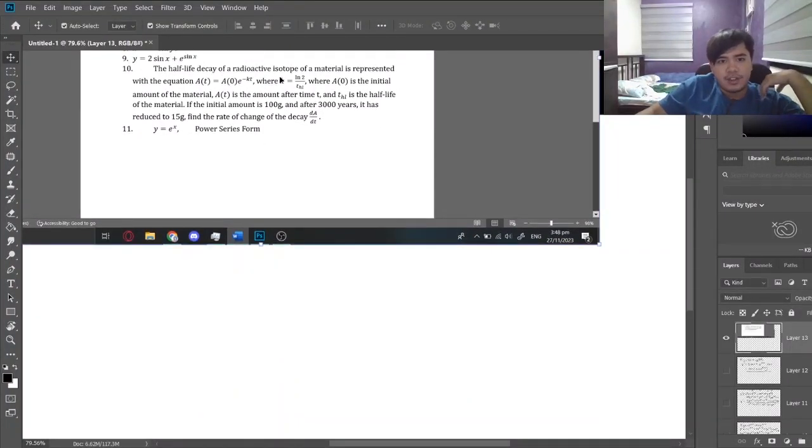The half-life decay of a radioactive isotope of a material is represented with the equation A of t is equal to A of 0 e to the negative kt, where k is equal to ln 2 over t half-life, where A of 0 is the initial amount of the material, A of t is the amount after time t, and t half-life is the half-life of the material. If the initial amount is 100 grams, and after 3,000 years it has reduced to 15 grams, find the rate of change of decay dA over dt.